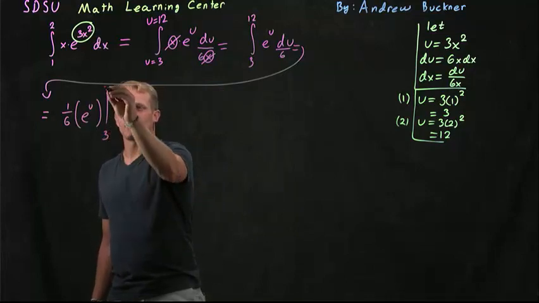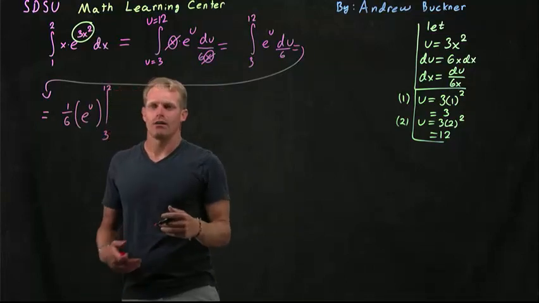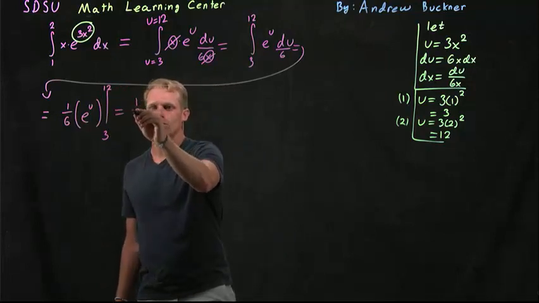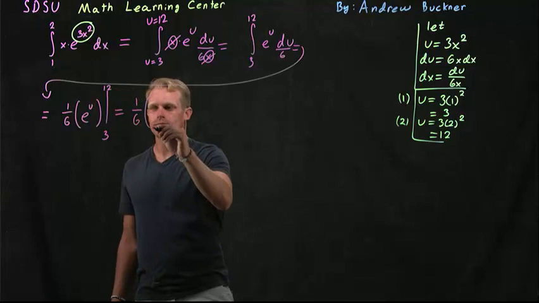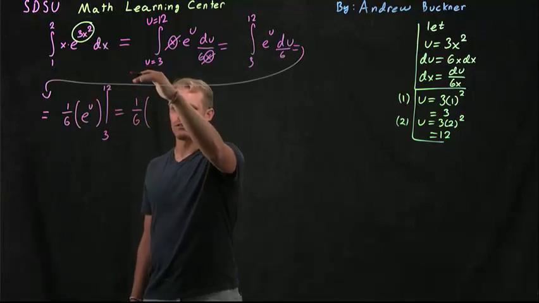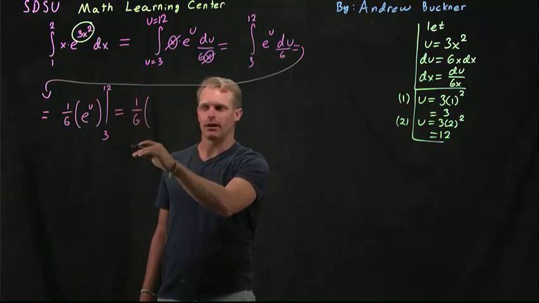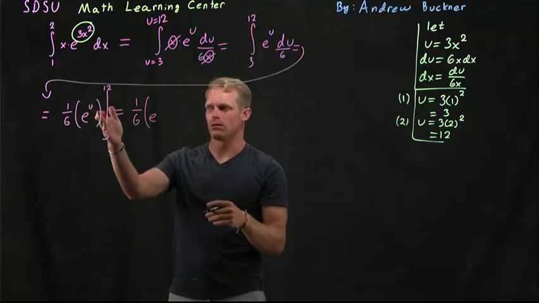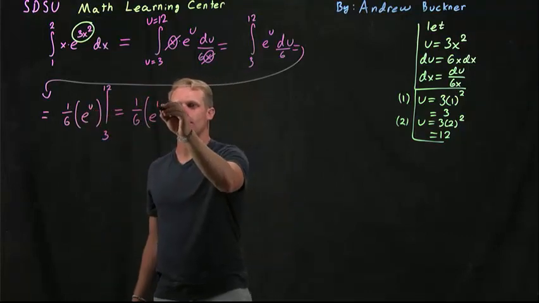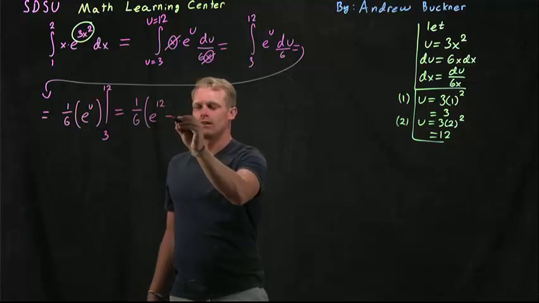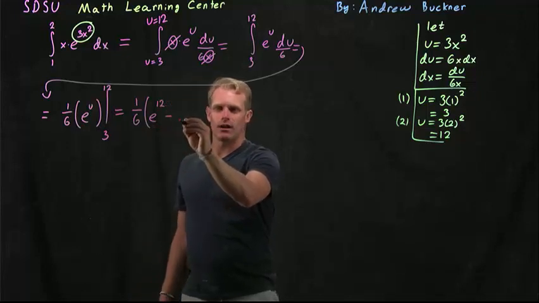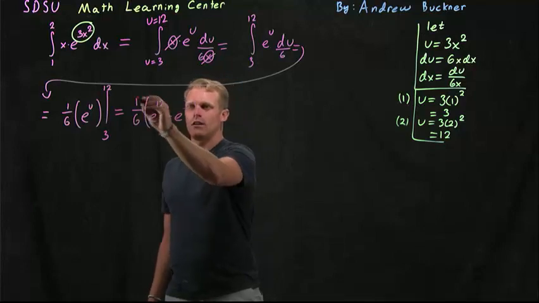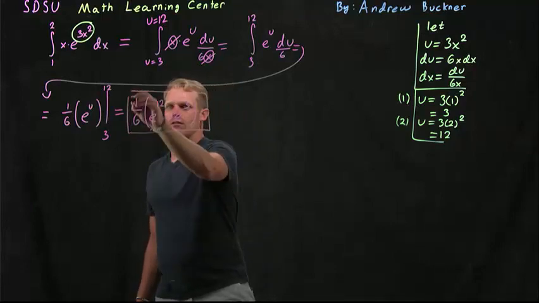And then we've got the upper and lower bounds that we're evaluating here. In order to evaluate, we have to plug them in. So I'm going to go from the upper bound, subtract the lower bound. I'm going to keep the e to the u, but instead of u, I'm plugging in the 12, which is my upper bound. Then I'm subtracting my e to the 3. And here we have our final answer.